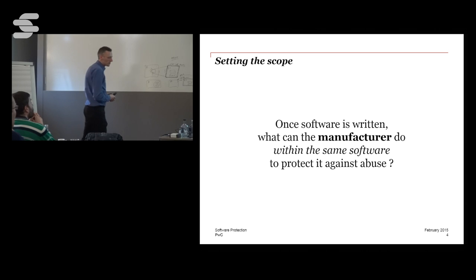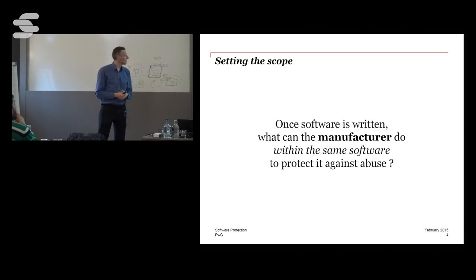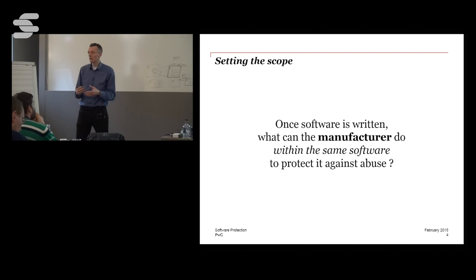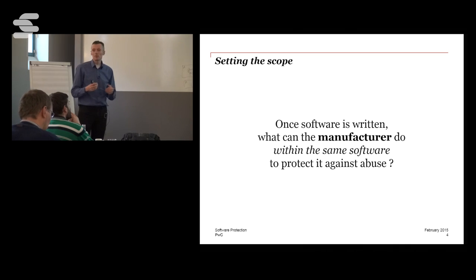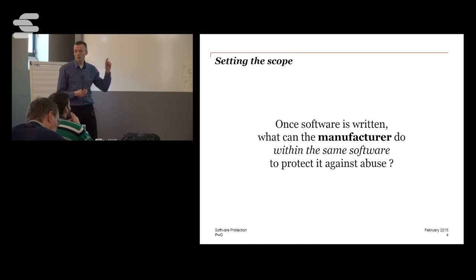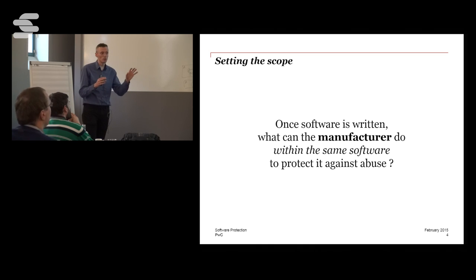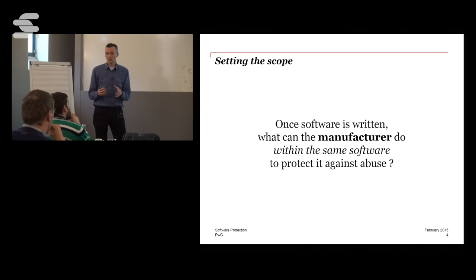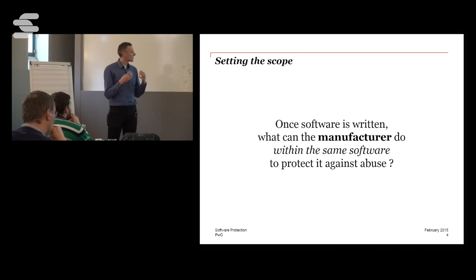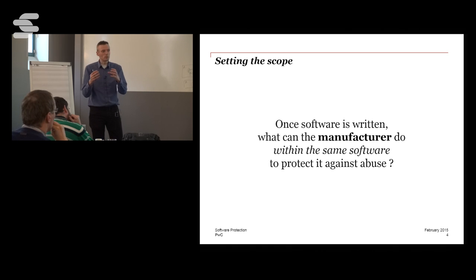Okay, setting the scene. The basic question that we would like to answer is, once software has been built, written, and developed, what can the manufacturer of the software do within the same software to protect it against abuse? There are a number of important keywords here that set the scope of what we're going to discuss today. First of all, we're talking about the manufacturer of software, not the client using the software. So the idea is, what can a company that is building and shipping software do to protect the software against illegal use, against hampering the client that is using that software, and against all forms of attacks on that piece of software.